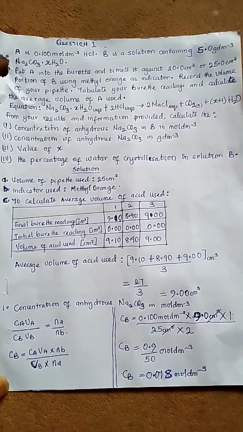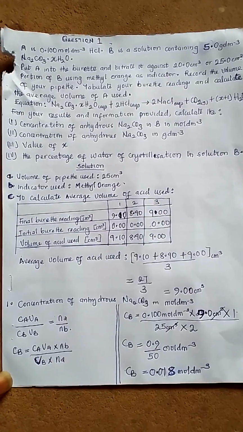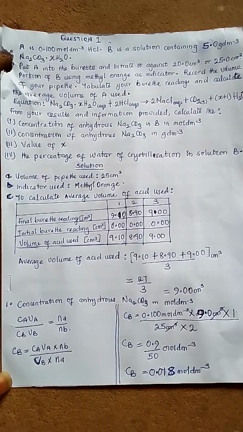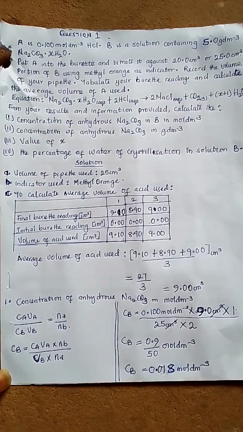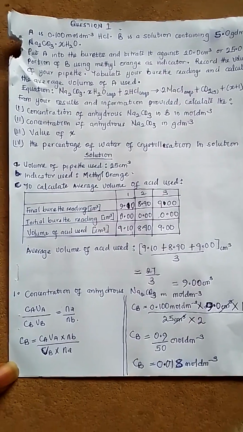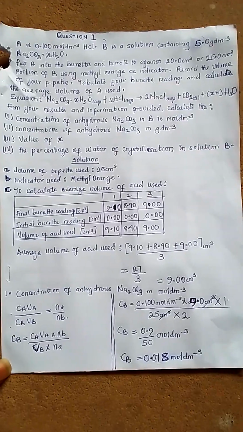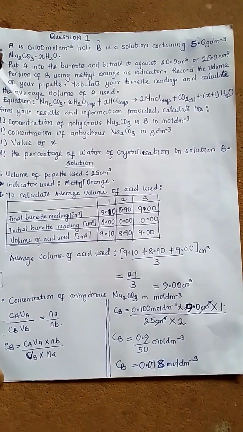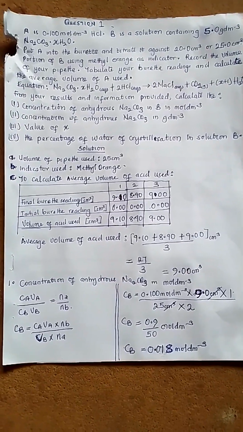From the question being asked here, we're to calculate the average volume of acid used, the concentration of anhydrous sodium carbonate in mole per dm cube, the concentration of anhydrous sodium carbonate in gram per dm cube, and the value of X. And again, we're to find the percentage of water of crystallization in solution B. So those are the things we're to do.